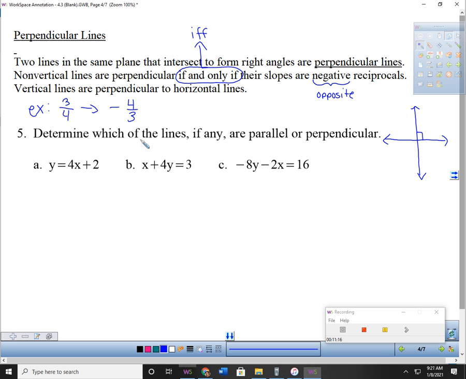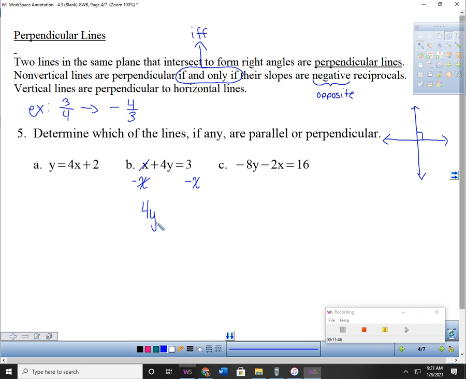So we're going to determine which of these lines, if any, are parallel or perpendicular. If you want to know if something is parallel or perpendicular, you need to be able to identify the slope, right? So if you look at this one, y is already solved for, but if you look at this one, it is not. So we need to get y by itself. So I'm going to go ahead and subtract x to move it over here on the other side.